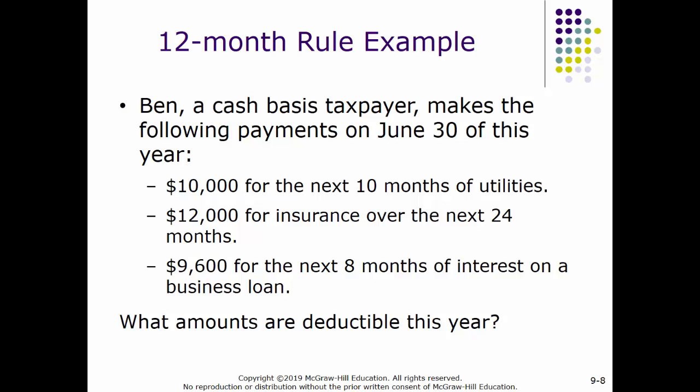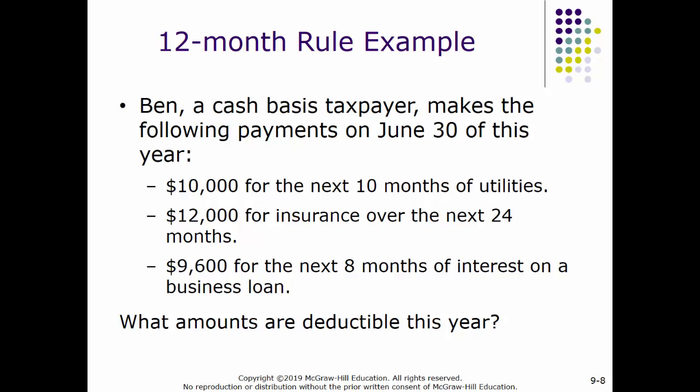The $12,000 for insurance over the next 24 months is going to have to be set up as a prepaid, and then just the amount of the insurance that has expired can be expensed. So $12,000 divided by 24 months is $500 a month. So Ben will be able to deduct 6 months, July through December of this year, even though he paid for it all this year. And then the other 18 months next year, because he is not able to deduct it over all the 24 months because it cannot extend beyond the end of the following year.